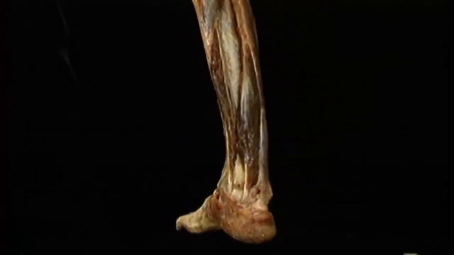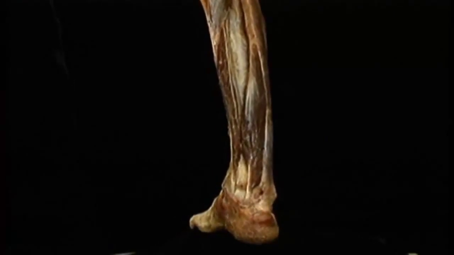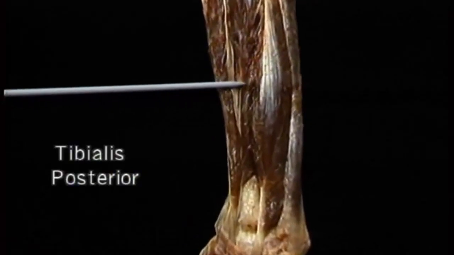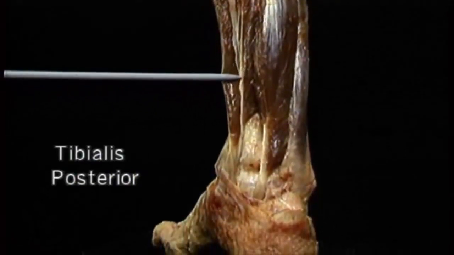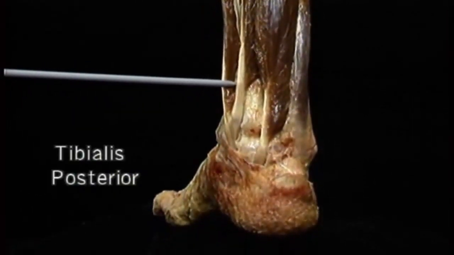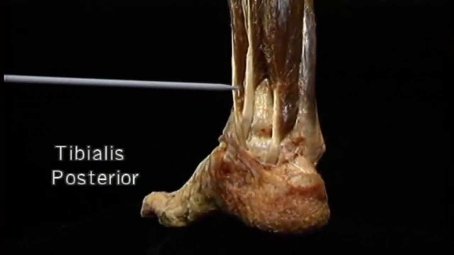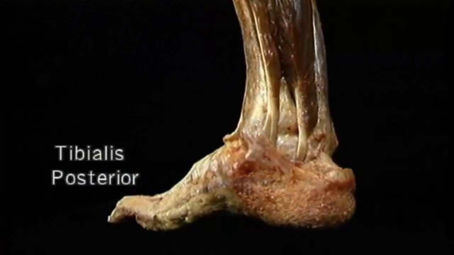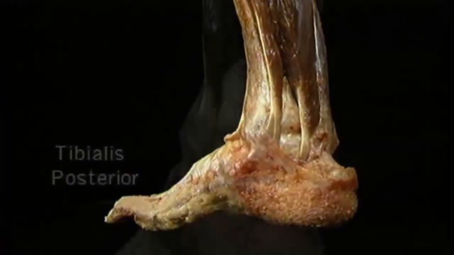To complete our picture of the deep posterior leg muscles, we'll add the third one, tibialis posterior, to the picture. We saw it in the last section. It's the most deeply placed of the three muscles. Tibialis posterior crosses beneath flexor digitorum longus and emerges in front of it, just above the ankle.